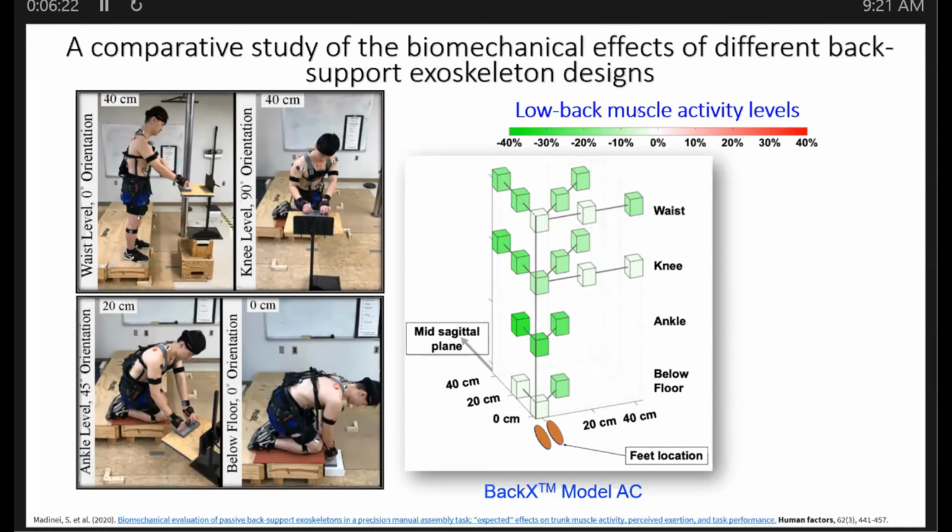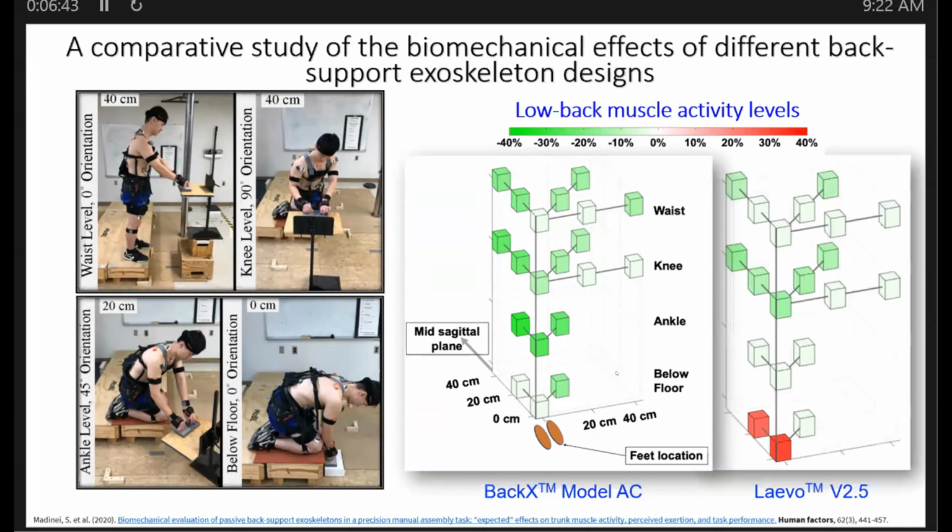The EMG results presented here are comparisons to how people's muscle activities were when they were not wearing exoskeletons to perform the same tasks. So if the muscle activity reduced on wearing the exo, shown here, the BackX model, then the level of green shows you to what extent it reduced, and red meant that the muscle activity with the exo was actually greater than the no exo muscle activity.